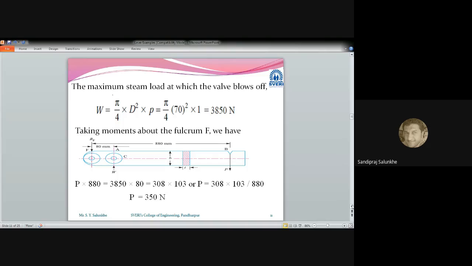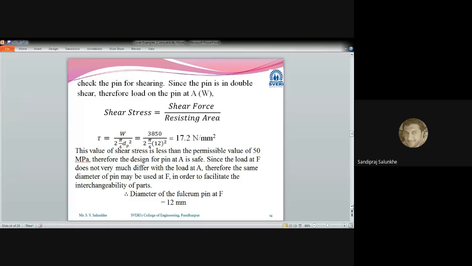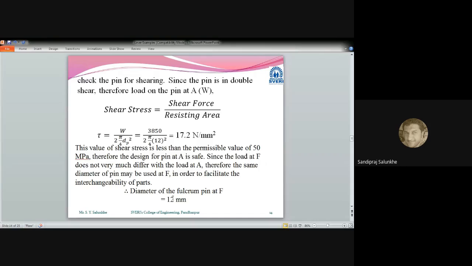त्यामुळे आपण आहे तशी डायमेन्शन जर घेतली त्या स्टीम स्टॉप वॉल जवळच्या पिनची, कुठल्या पिनसाठी? फुलक्रमच्या पिनसाठी, देन इट विल बी डेफिनेटली सेफ, कारण त्याच्यावर अप्लाय झालेला फोर्स हा त्या स्टीम स्टॉप वॉलच्या पिनपेक्षा कमी आहे. Got it? So we will consider the same dimension at point F, that is at point of fulcrum. Got it?